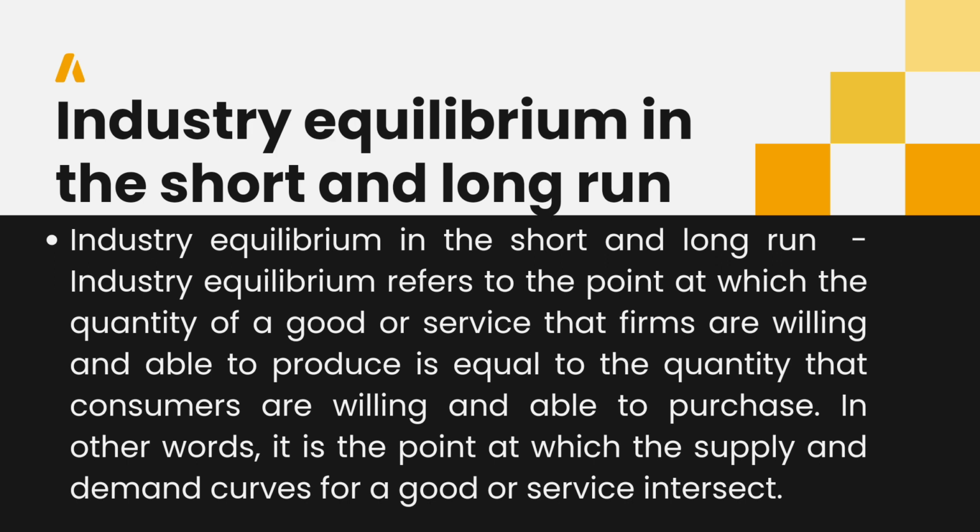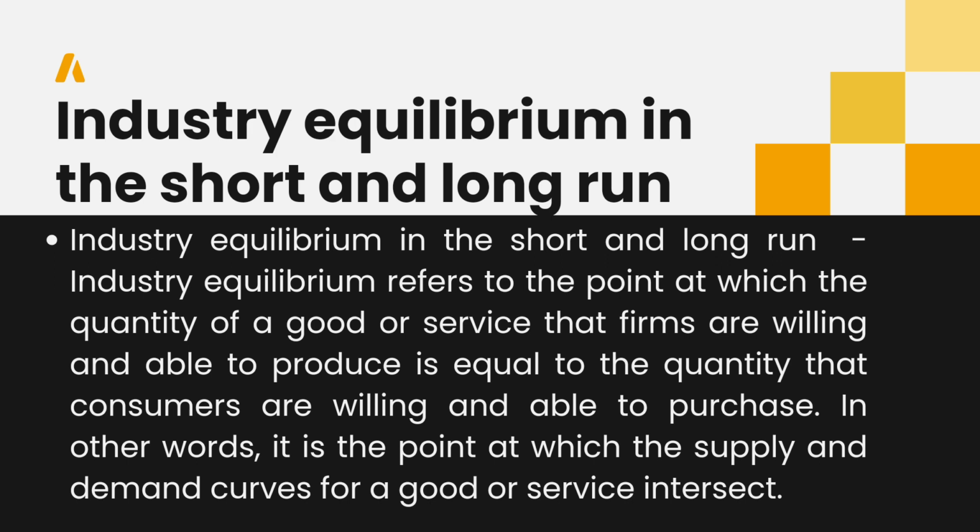However, the number of firms and their production capacities are fixed in the short run. In the long run, an industry is in equilibrium when firms are producing at the minimum point of their long-run average total cost curve. At this quantity, firms are able to earn only normal profits, and the market price is determined by the intersection of the long-run industry supply curve and the demand curve. In the long run, firms can enter or exit the industry, and existing firms can change their production capacities.